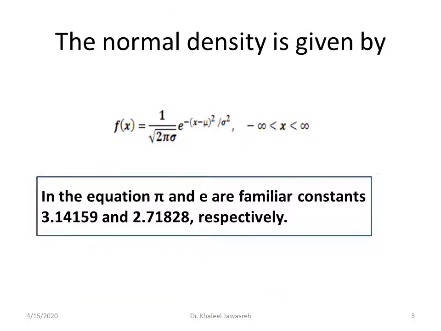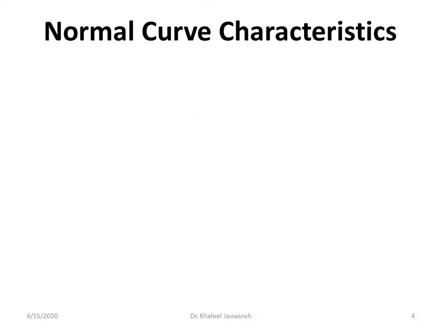The normal density can be given by this formula: f(x) equals 1 divided by the square root of 2 pi sigma, times e to the power of minus (x minus mu) squared over 2 sigma squared, given that x is larger than minus infinity and below infinity. In the equation, you can see that pi and e are constants, equal to 3.14 and 2.71. You don't need to use this formula to know the normal density of the curve.